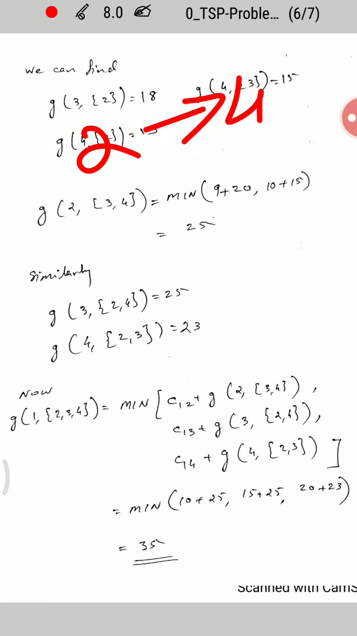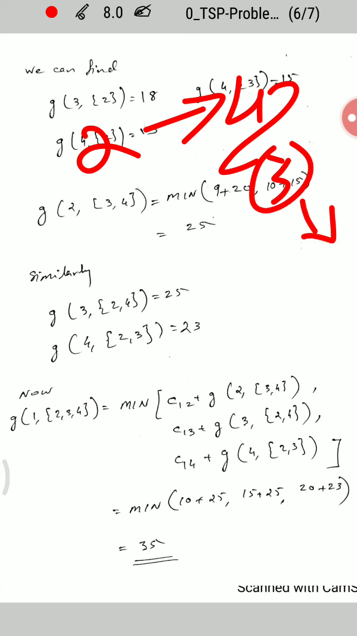Then from where are you getting this 15? It is G(4,{3}). What is the meaning of G(4,{3})? You are at 4, next you are visiting 3, then returning to 1. So you have decided 2 to 4, then 4 to 3, then back to 1.